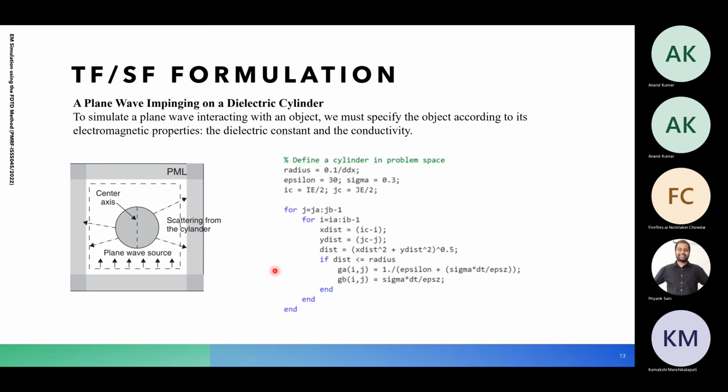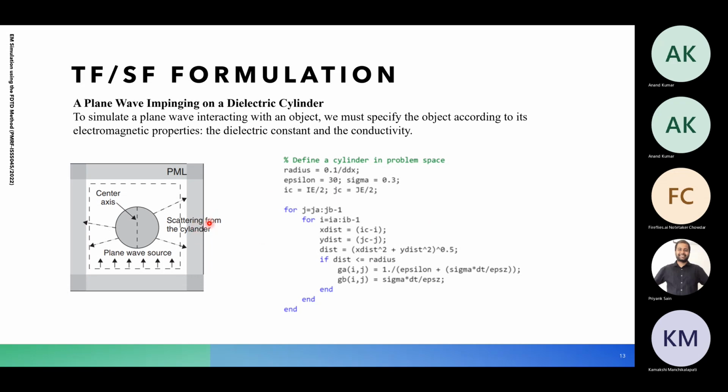Now, the whole idea of the total field scattered field formulation was to have some object in the simulation space, and a plane wave being impinged on this object. You can design this object according to your needs. One of the simpler objects that we studied was a dielectric cylinder.